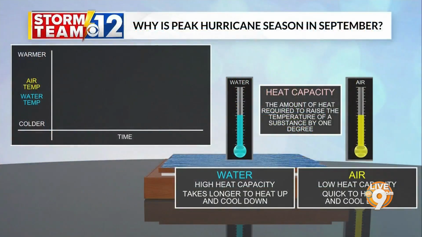Yeah, that's because water and air heat up at different speeds, and it takes a little bit longer for the heat of the water to reach those higher temperatures. So the heat capacity, the amount of heat required to raise the temperature of a substance by 1 degree, is higher for water than it is for air. So although it may be the hottest time of the year in the middle of summer, it is not quite the hottest those waters are going to be. And as we just talked about, one of those key ingredients for tropical development is warm sea surface temperatures.